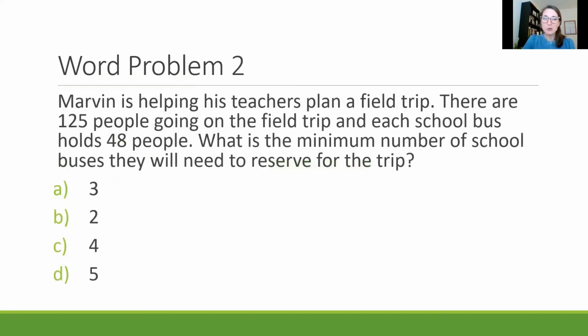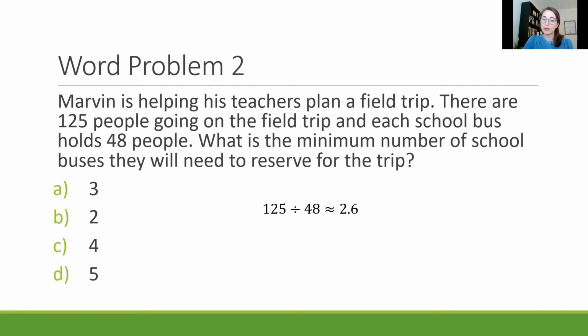For word problem 2, it says Marvin is helping his teachers plan a field trip. There are 125 people going on the field trip, and each school bus holds 48 people. What is the minimum number of school buses they will need to reserve for the trip? So to get started, we're going to identify our key numbers here. I see 125, I see 48, and I know that it wants me to figure out the number of school buses. So I need to first divide.